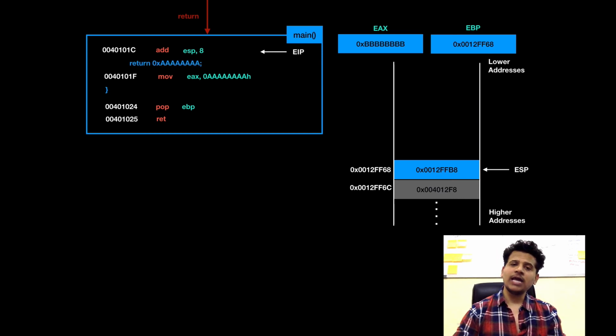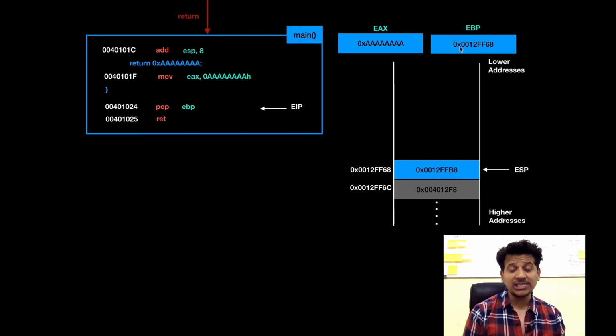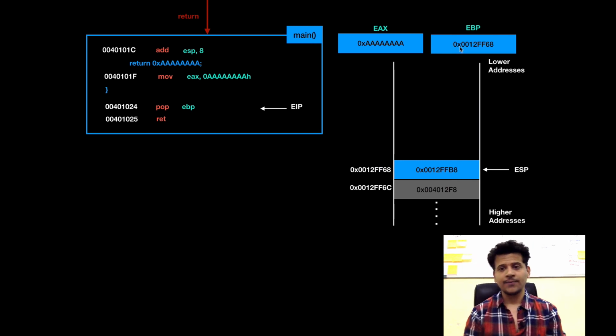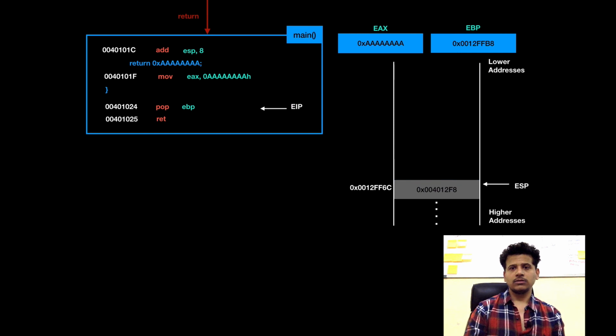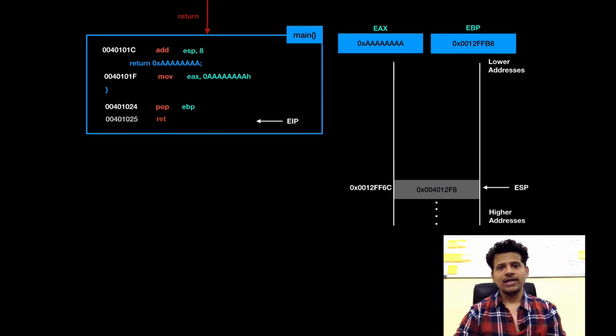Now main is returning with a. For that, we will move a into the EAX. a got moved into the EAX. Now main is ending here. For that, we will take the value pointed to by the ESP and pop that into the EBP to give the initialization function its stack frame pointer back. That got popped. Next, we are returning.